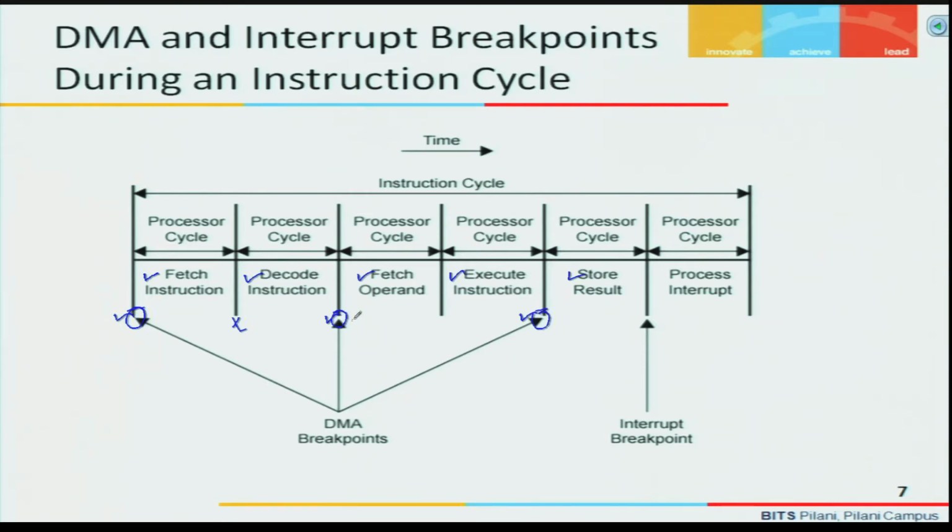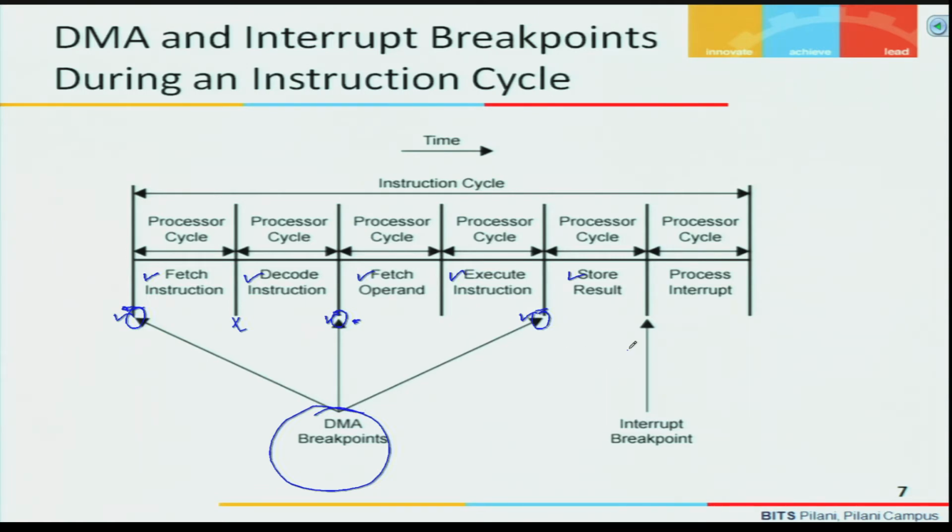If the DMA steals the cycle, at that moment the processor can't do the store result. Here it cannot fetch the operand, here it cannot fetch the instruction. So the processor will momentarily stop, and once the DMA finishes this cycle, the next cycle will be available to the processor. So these are the 3 DMA breakpoints where the DMA can break the normal processing of the processor.